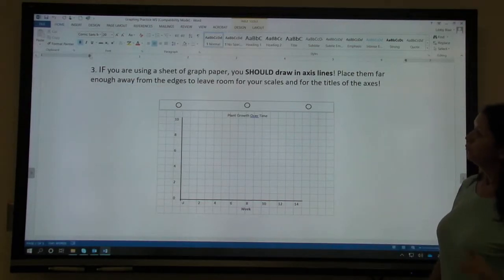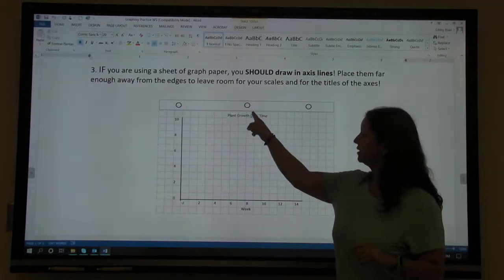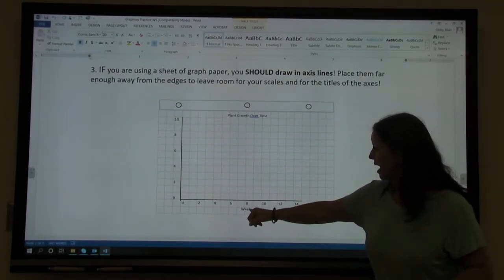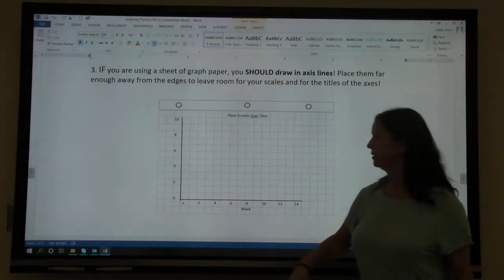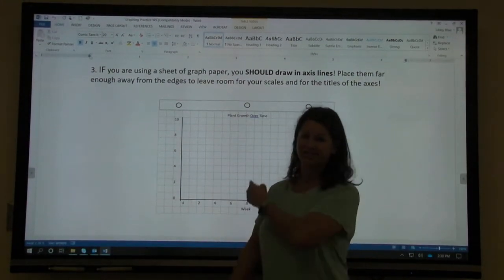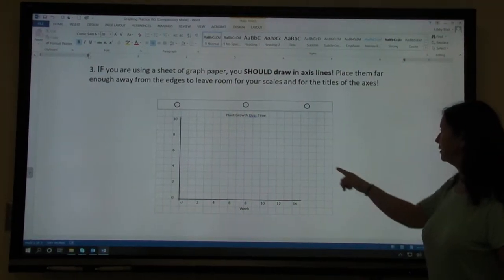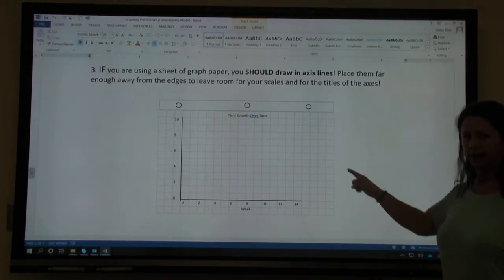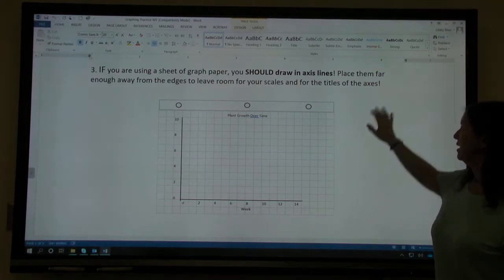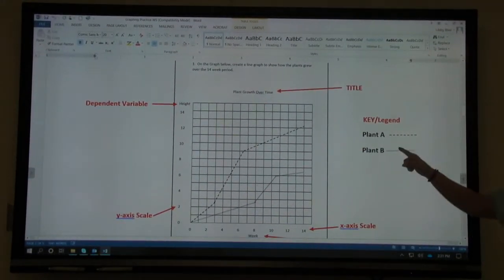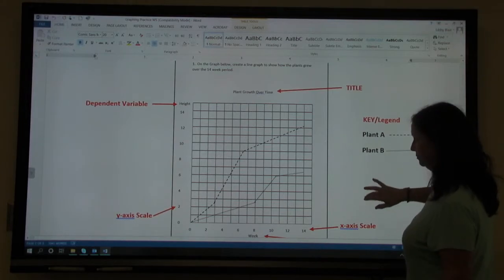Again, don't forget to give me a title and a scale. The independent variable, what is it? The dependent variable, which is not on this picture, sorry. What is it? And don't forget, if there's more than one line or one bar, give me a legend like this. Okay, don't forget that.